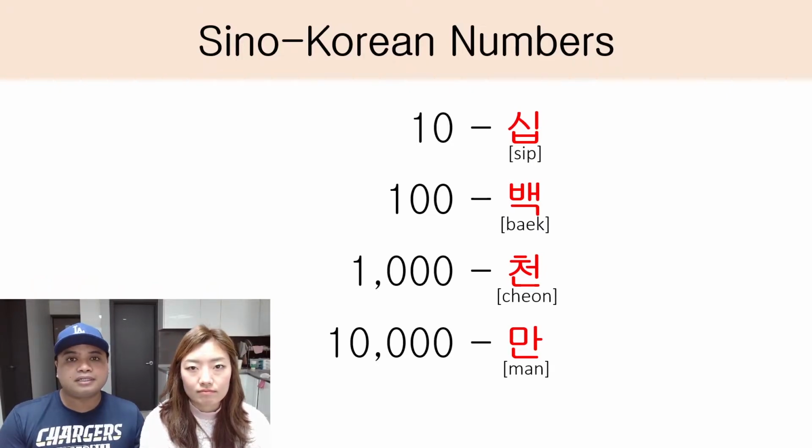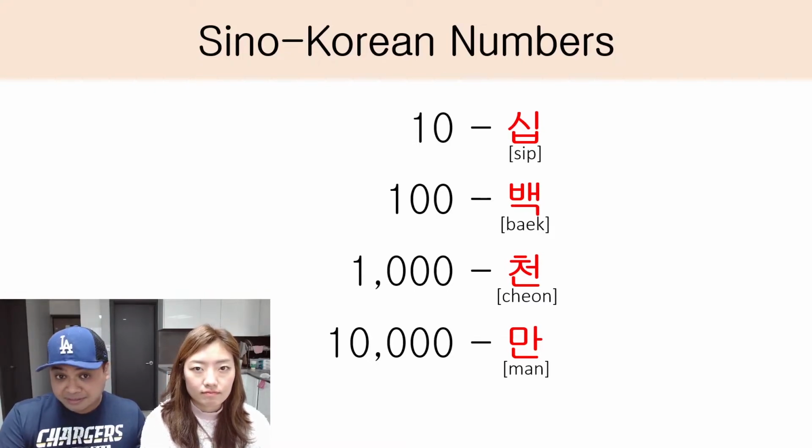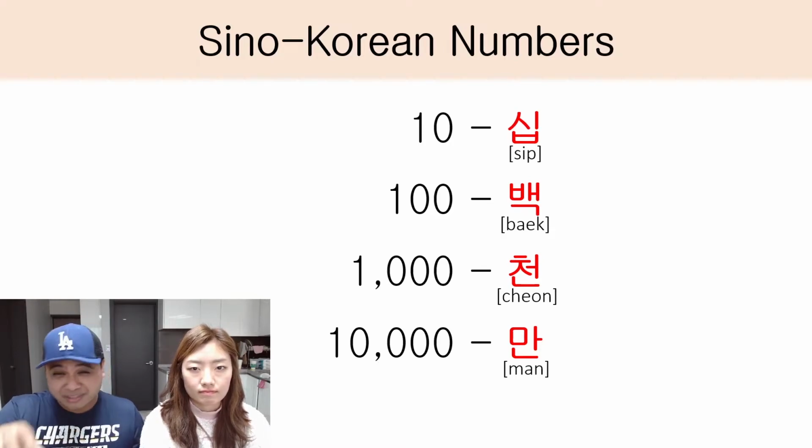So you know how we kind of like, I said like to say 30, you need to say 3 tens. Say 400, you need to say 4 hundreds.